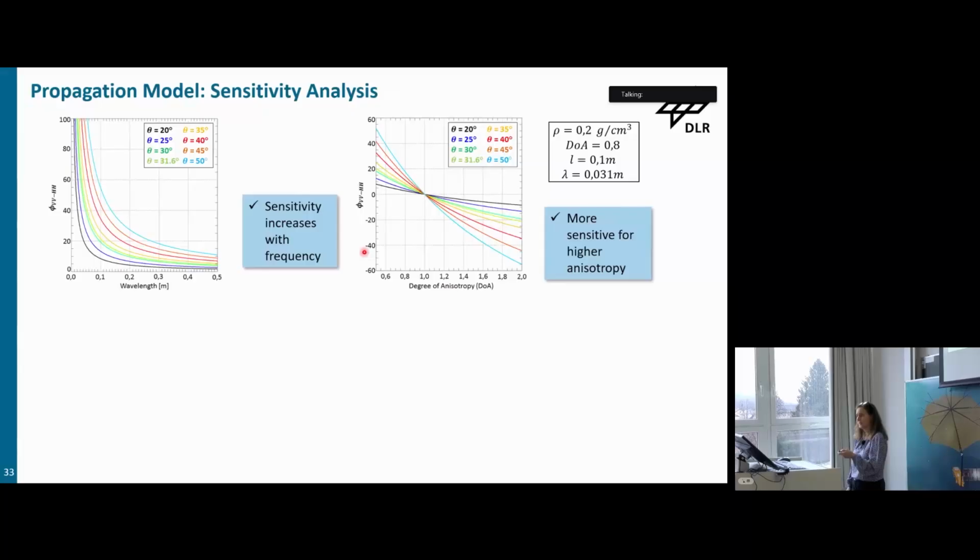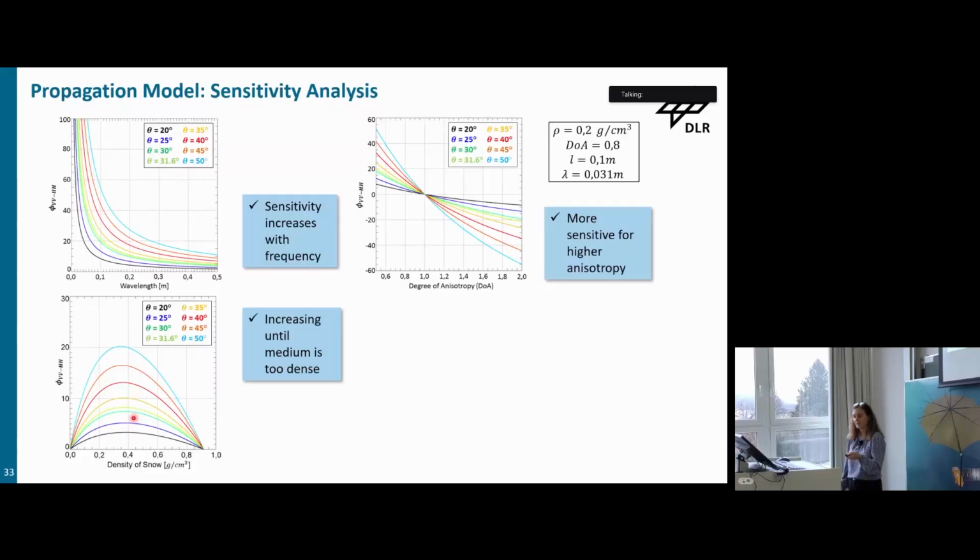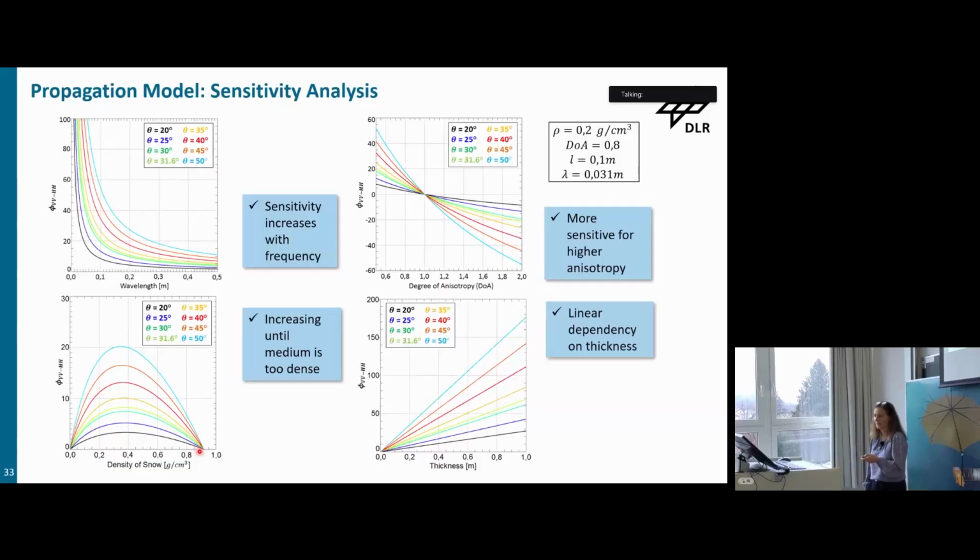Here the values are very, very small, but here you have a higher separation, therefore a higher sensitivity. And what happens when you increase the density of the snow? You see an increase up to a medium dense snow, and then it becomes ambiguous because you are going down again, so it is too dense to be accounted for. So you have a kind of limitation here.